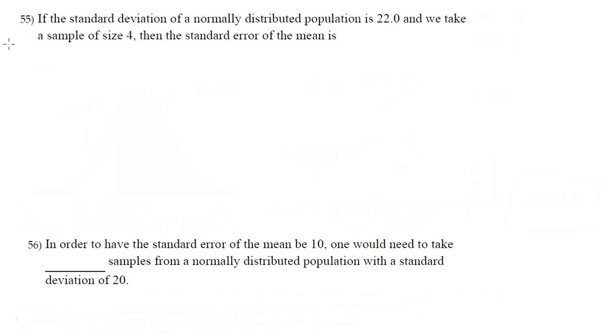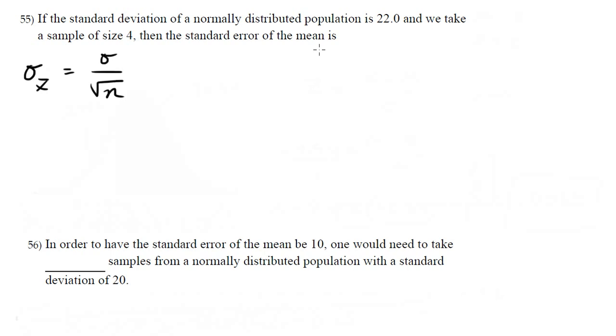Standard error of the mean. If the standard deviation of a normally distributed population is 22, and we take a sample of size 4, then the standard error of the mean is. This formula is also on your formula sheet. On your formula sheet, it's written as sigma x bar equals sigma divided by the square root of n. That's the formula for the standard error of the mean.